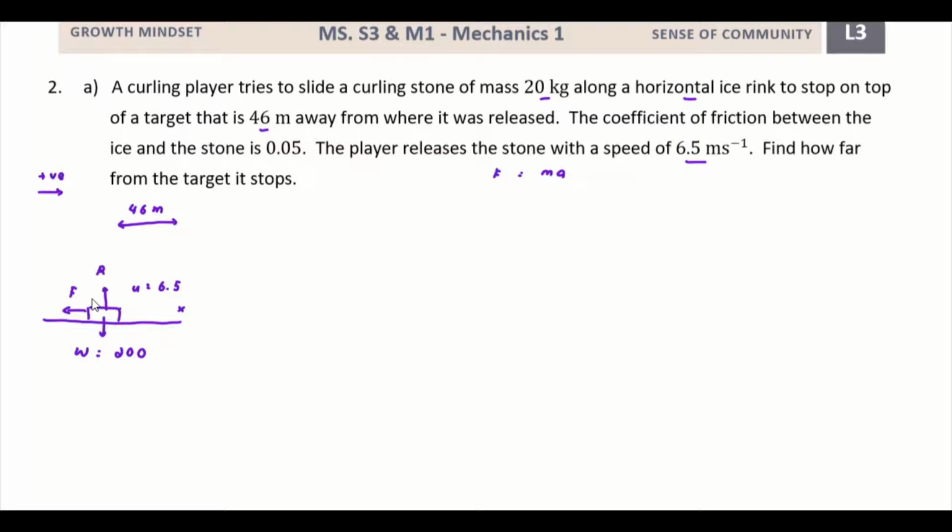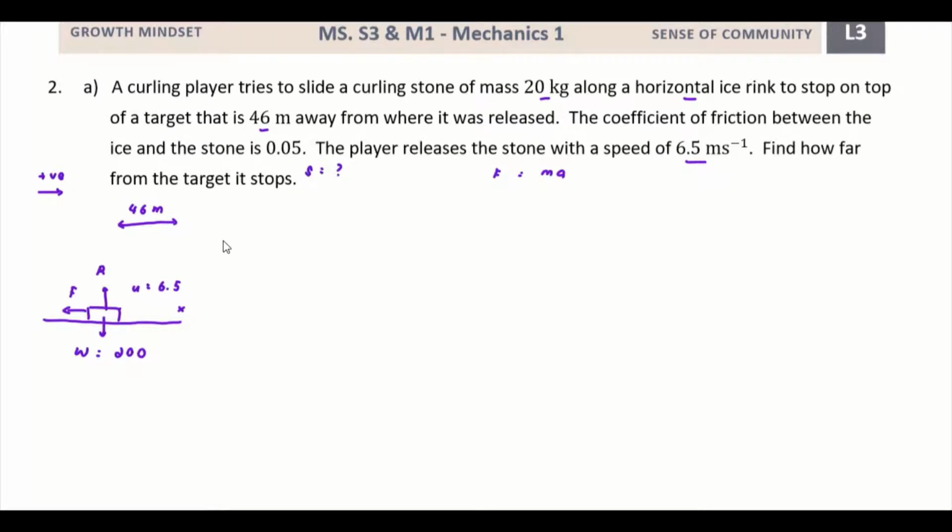Okay, so I hope that you can get the rough idea, and hopefully that covers some parts that I might have missed out in the previous lesson as well. Okay, so let's continue to solve the question. We want to find how far from the target it stops, which means we might need to find the displacement, right?